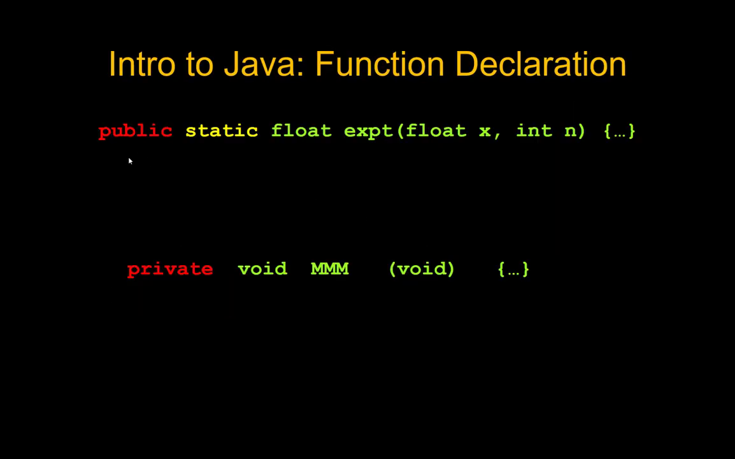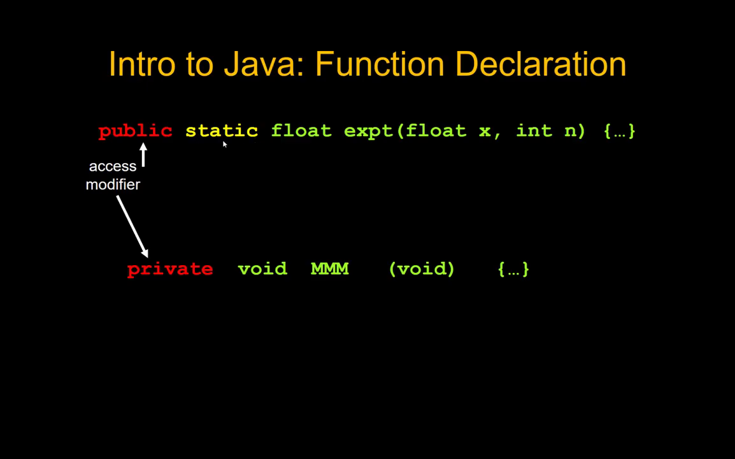We take a closer look at defining a function. Here are two examples, good enough for our purpose. There are many more options to explore when you study Java in detail. First, public versus private. This is a so-called access modifier. So public means that it can be accessed from outside of a class. Private means that it can only be accessed within the class.